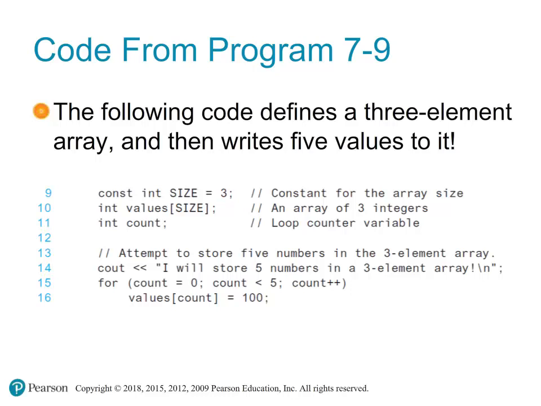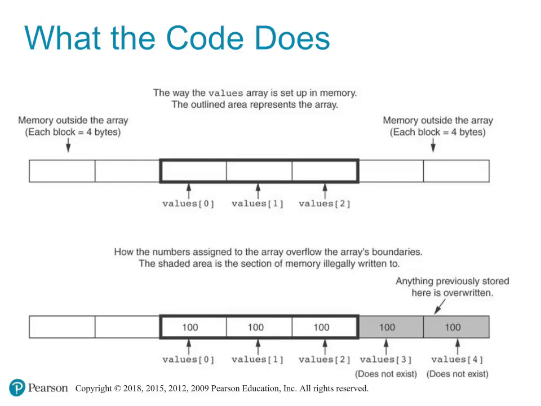Undefined behavior means that the outcome is unpredictable. It might work sometimes, or it might lead to program crashes, data corruption, or security vulnerability. This is what happened. The array's values is set up with 3 elements, so value 0, value 1, and value 2. And if you assign the elements out of the bounds, so value 3, value 4 are out of the array bounds, so anything previously stored here is overwritten. The outcome will be unpredictable.